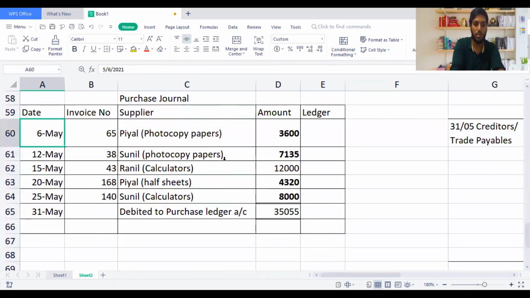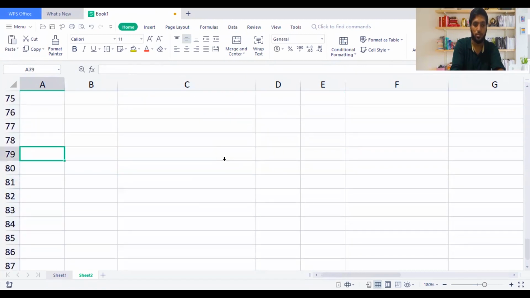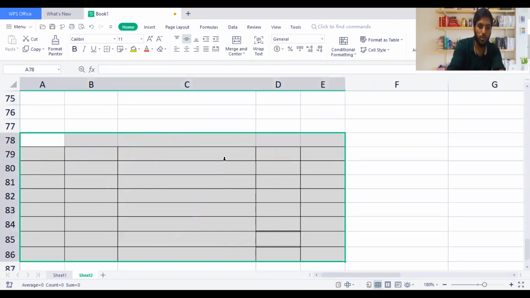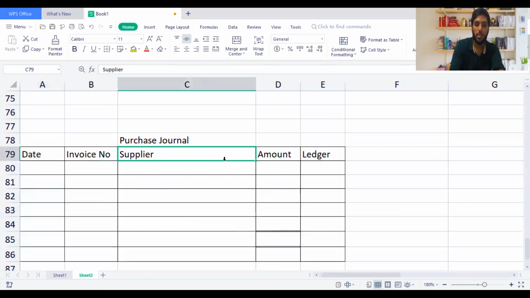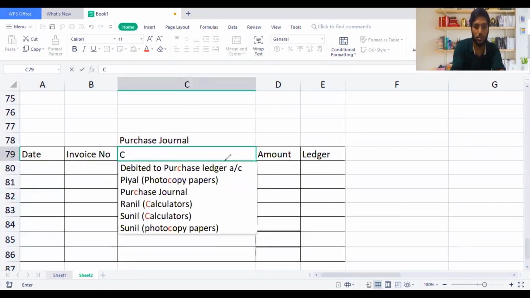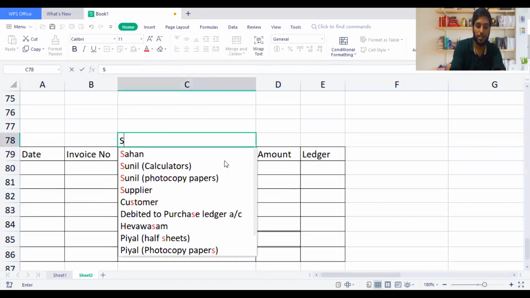So we are starting the sales journal. Let me copy this and paste it down, so it's going to be easy for me to do the sum. The format is going to be the same as I said. What is going to change is the topic and the way we name the suppliers. Instead of supplier, you're going to say customer, right? Or you can also say debtors. It's still correct.